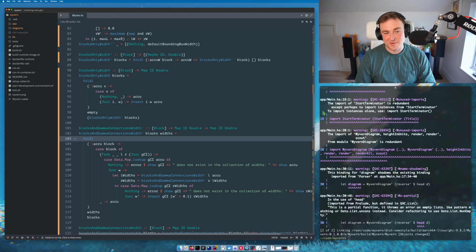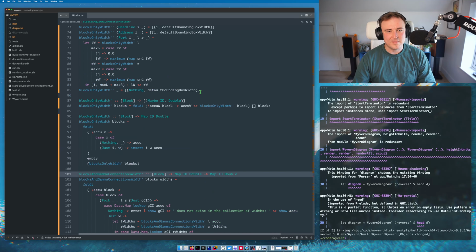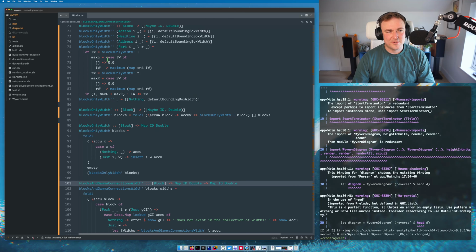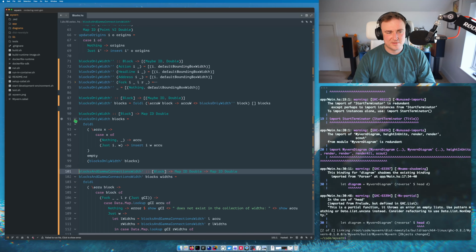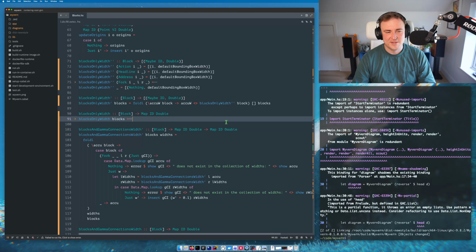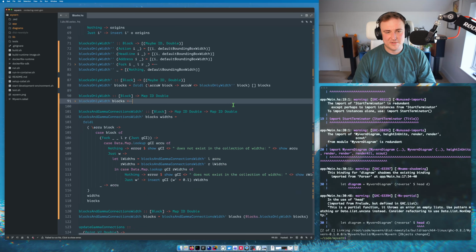and let's add some more information to the functions we already have. So the function I wanted to enrich with additional information is this. We currently already track the width of all blocks without any gamma connections. But this function, I believe we can squeeze more information out of.